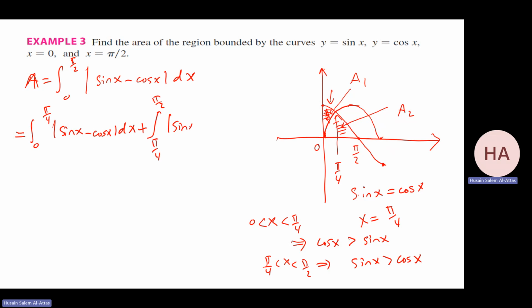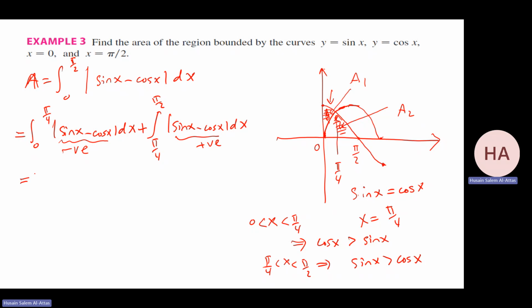Absolute value of sine x minus cosine x dx. Now in this one, sine minus cosine will be negative. Since cosine is more than sine in this period between 0 and pi over 2, here it's positive. Since I'm dealing with pi over 4 to pi over 2, sine is above cosine. In this period, sine is above cosine. Okay, so that will make it what?